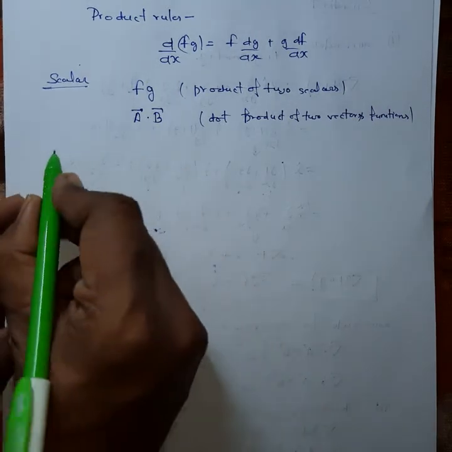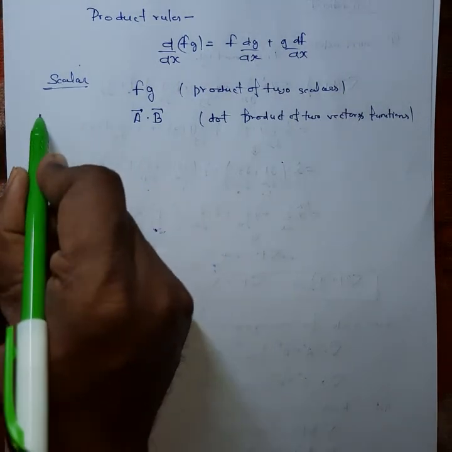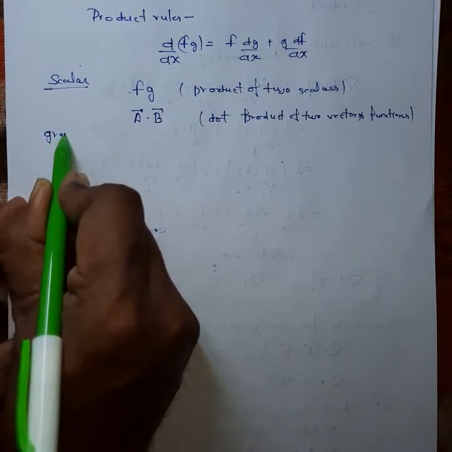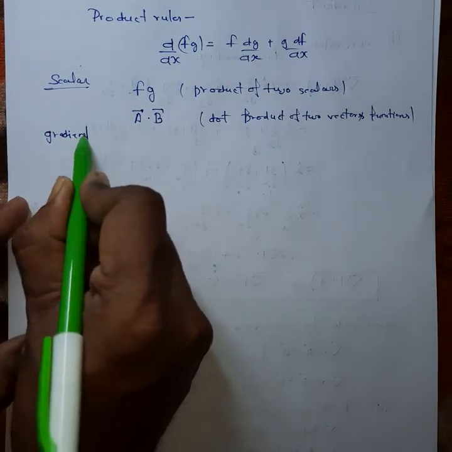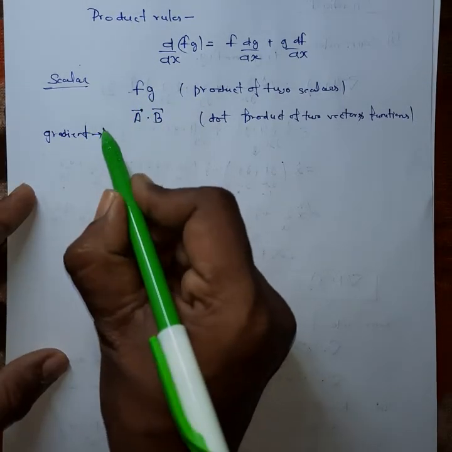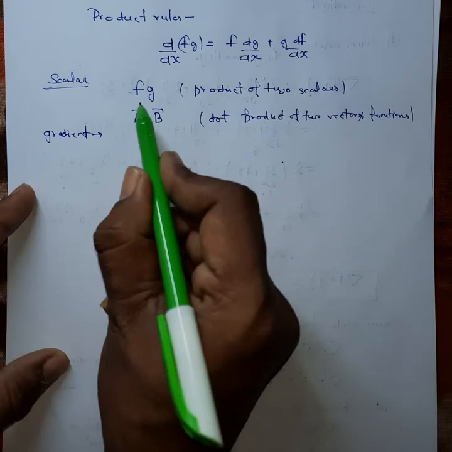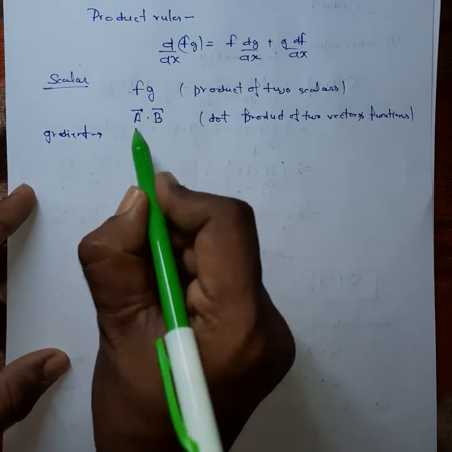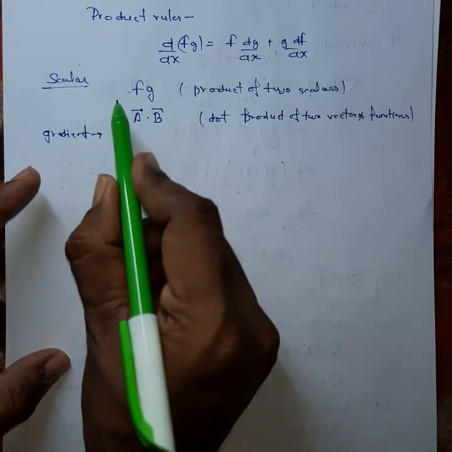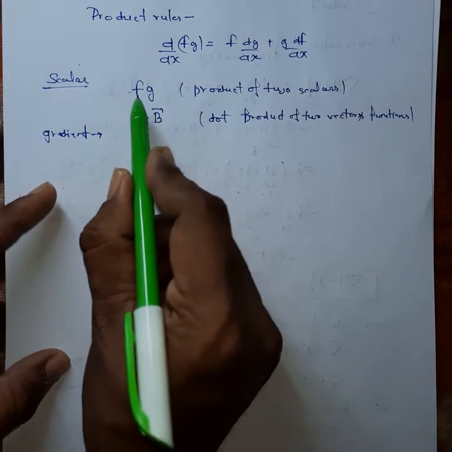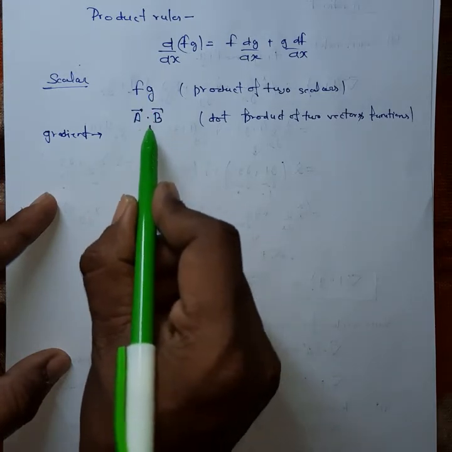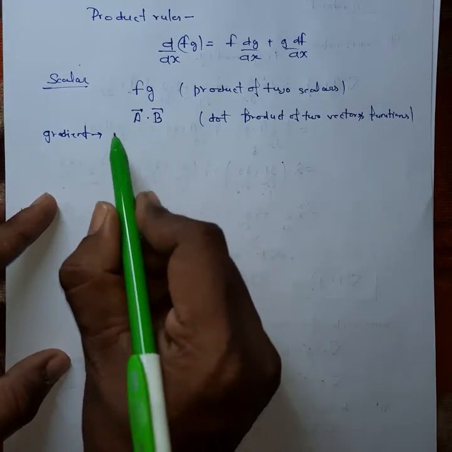Now again, you know that gradient applies only on scalar functions. So there are two product rules for gradients, because you can make the scalar in two ways, by multiplying two scalar functions and by taking the dot product of two vector functions.